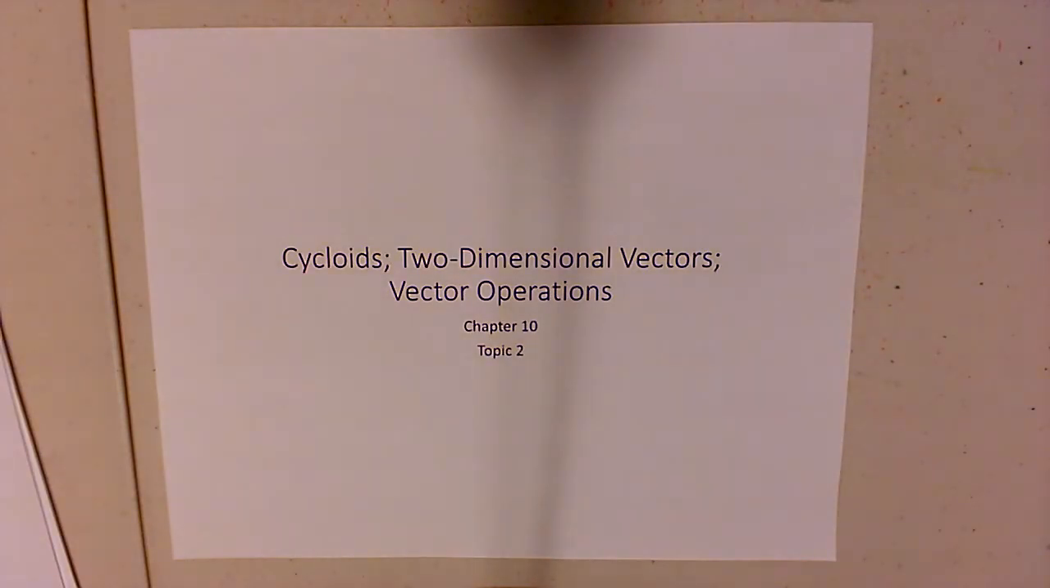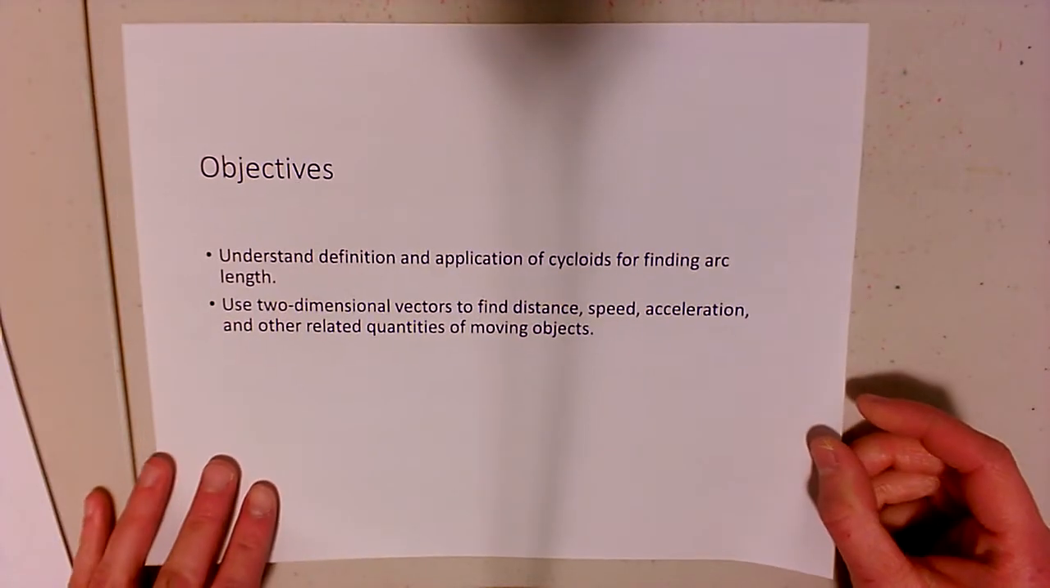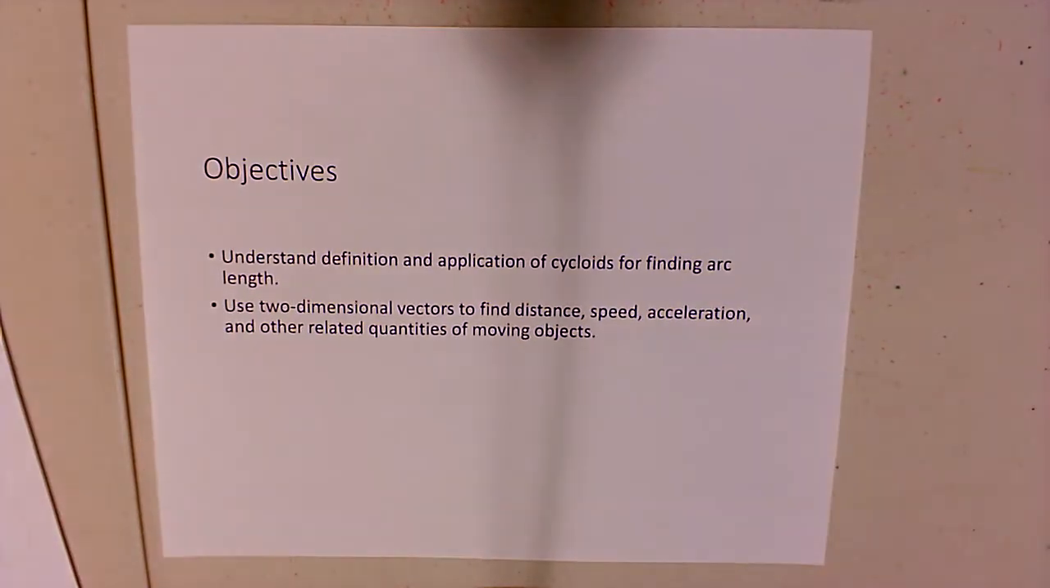Hello AP Calc BC, this is Chapter 10, Topic 2, which is cycloids, two-dimensional vectors, and vector operations. By the end of this lesson, you should be able to understand the definition and application of cycloids for finding arc length. In the last section, we found arc length with integrals and used the derivatives of parametric functions. Now we're going to talk about using cycloids to do that.